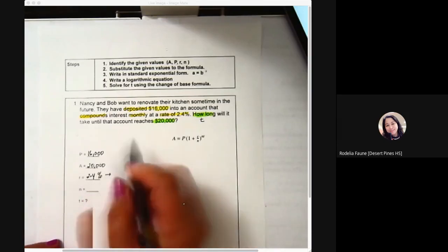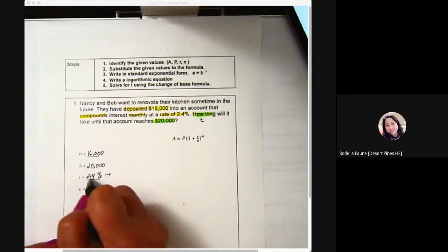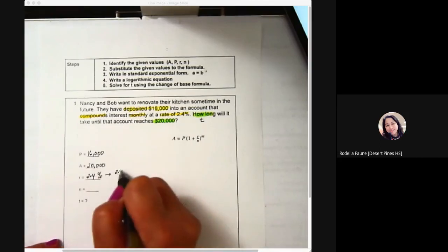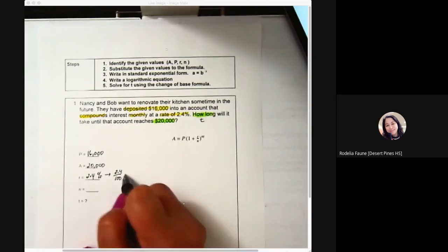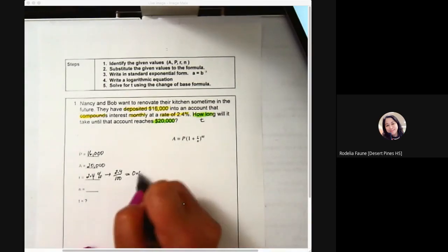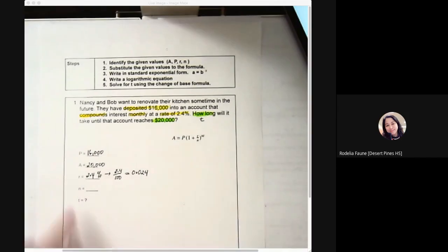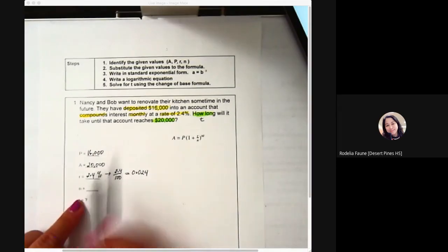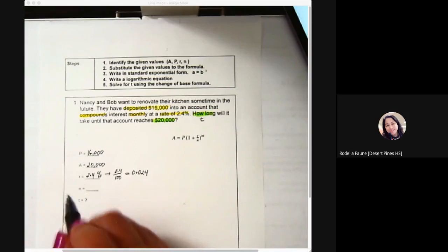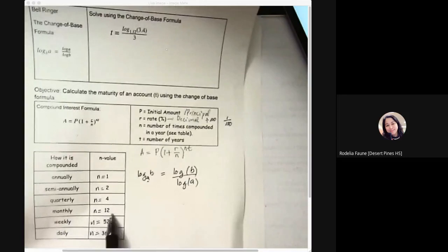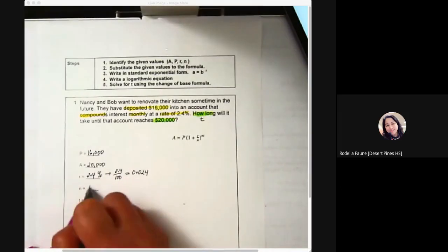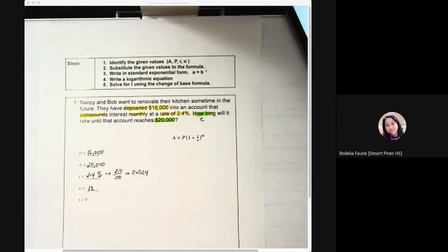You must express this as a decimal. How? By moving two places to the left or dividing this by 100, because percent means for every 100. And this will equal 0.024. And then the n, how will it be compounded? It will be compounded monthly, and monthly n is equal to 12. So I'm going to write here 12. There, we have identified our givens.